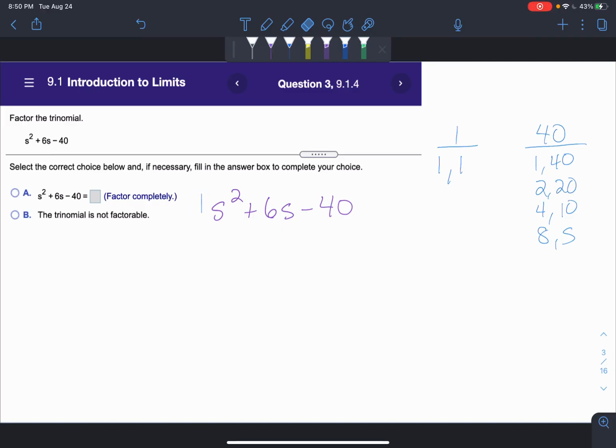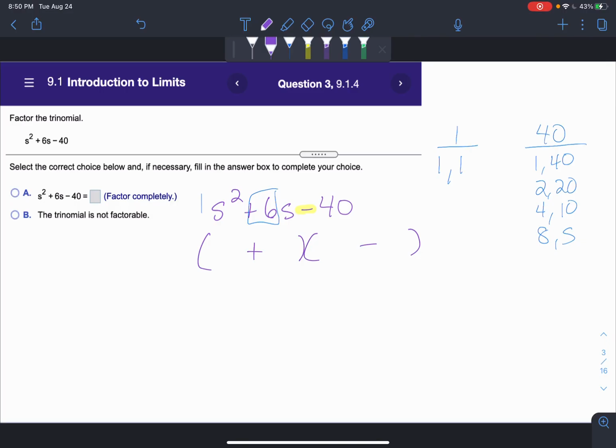Next, I need to look at this sign right here before the 40. This will say if the signs in my factored form are going to be the same or different. If this is a plus, they will be the same sign, but since it's negative, we're going to have a plus and a minus. So now we need to look at the pairs we just wrote down and find which, when multiplied and subtracted, will make positive 6.